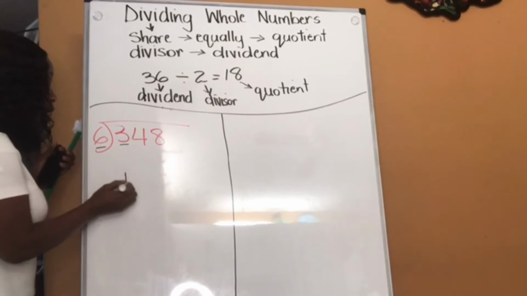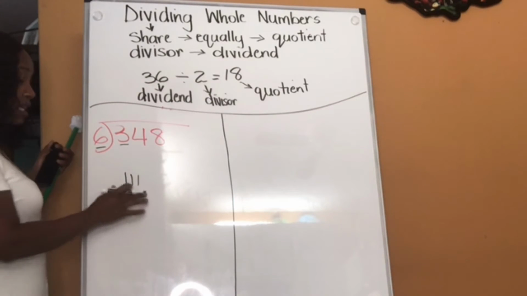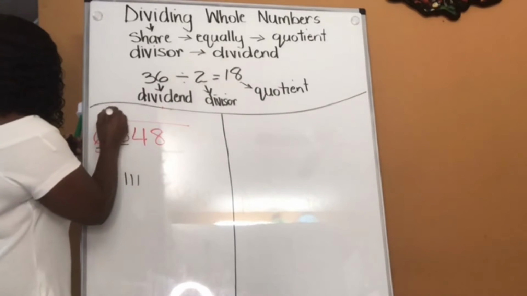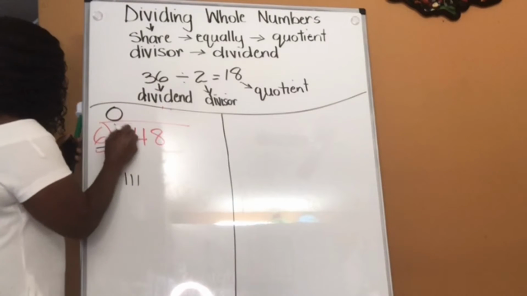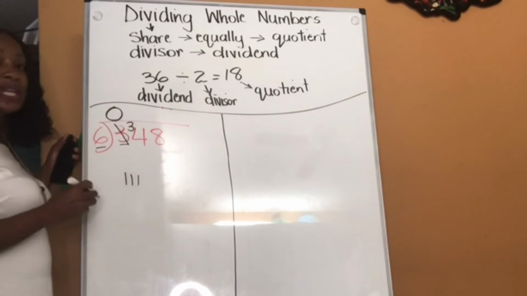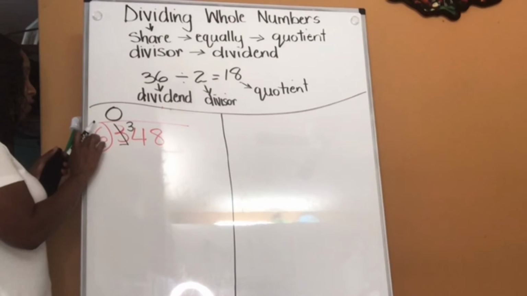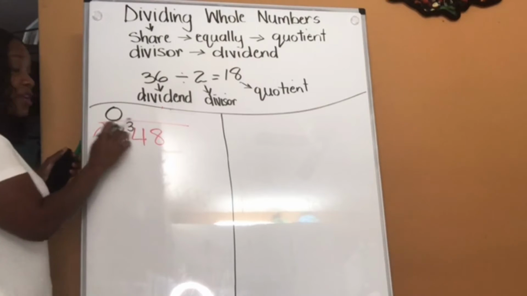And if you're not sure, draw your 3 strokes. Can you take out a set of 6? No, you can't. It simply means you're going to put 0 to hold the place, and then you still have that 3 left. So you put it beside the 4. Now, how many sets of 6 can you get from 34?